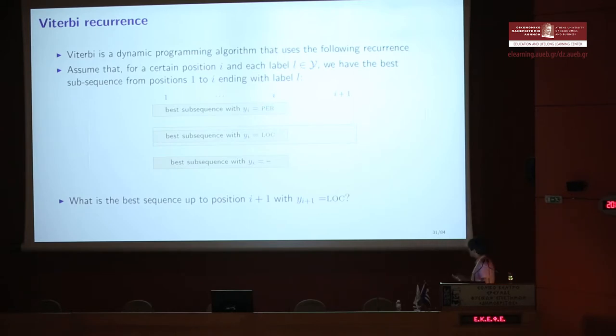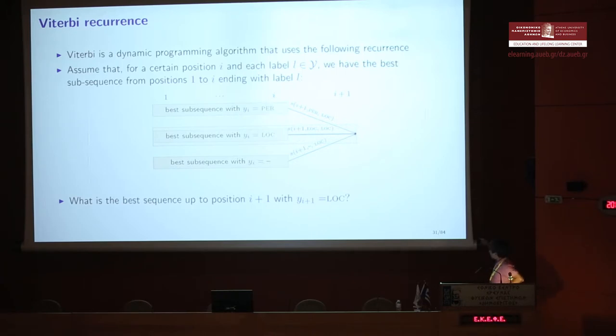Okay, and the solution is that the best sequence up to position I plus 1 needs to be either this subsequence with this bigram, or this one with this one, or this one with this one. So, in other words, if I know the best subsequence up to I ending with each of the labels, I can compute the best subsequence up to position I plus 1 with a very simple computation. I just need to maximize over the three possible things. I don't need to go back, okay?